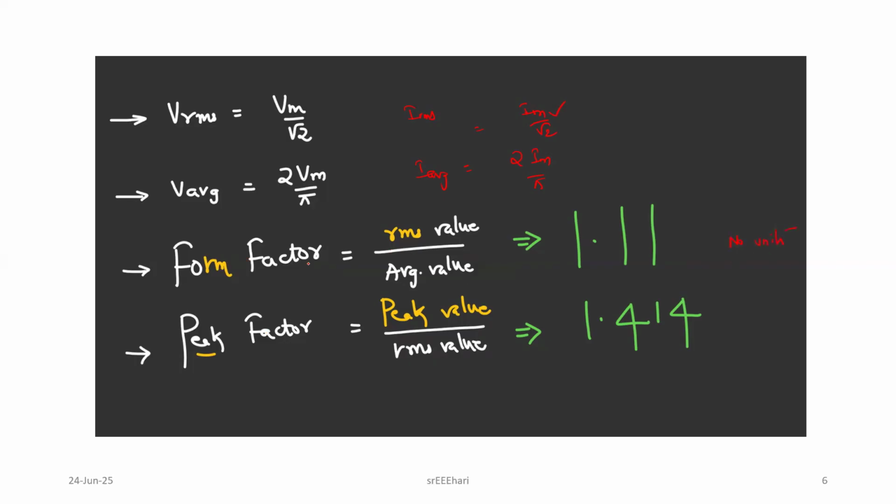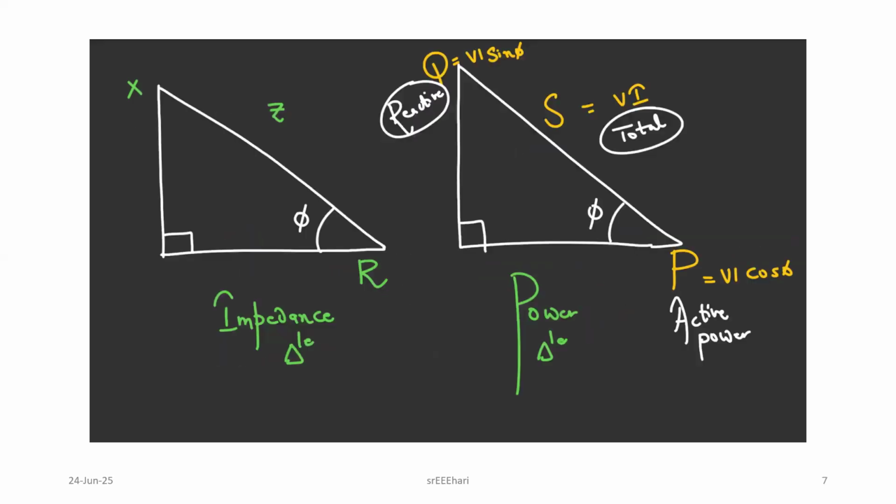They are ratios. Form factor is the ratio of RMS value to average value, and peak factor is the ratio of peak value to RMS value. These two are the standard values for a sinusoidal voltage or current equation.